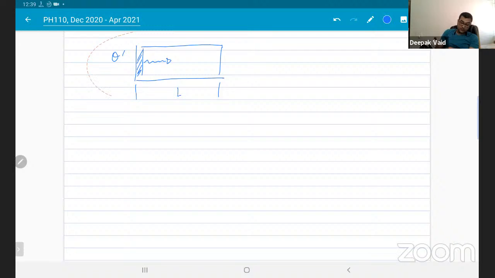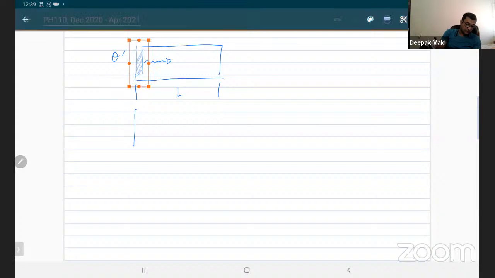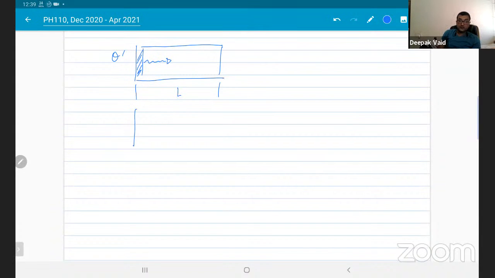But now O prime is moving with respect to O. So what happens? When the beam of light starts out from this end, as seen by O, this is the location of the back end of this cylinder, this clock, and the length of this clock is L, as seen by O. Okay.